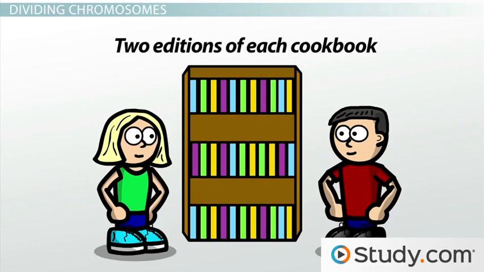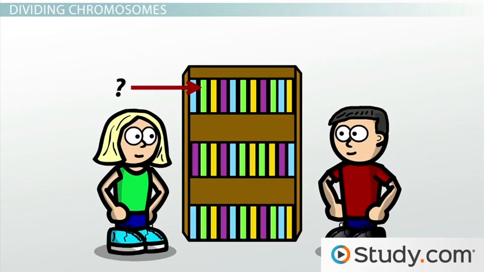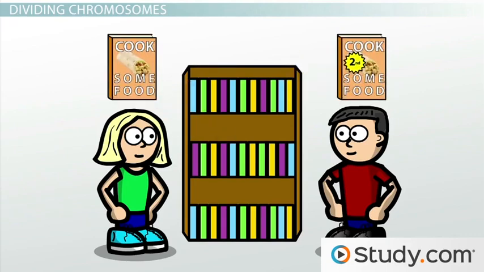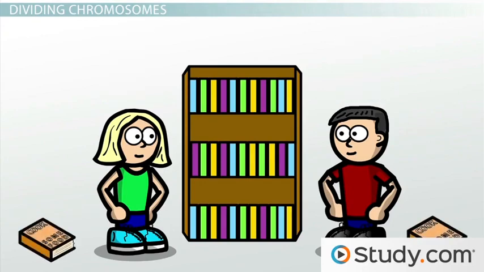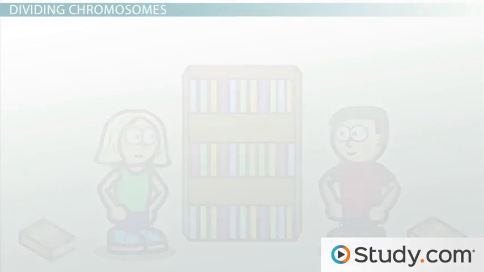in those books. Now, if we have a lot of cookbooks, and those cookbooks are kind of poorly organized, it'll be easiest to identify both editions of each cookbook before tossing any cookbooks into our piles. This will ensure that neither of us get 2 editions of the same cookbook, or no version at all. This is basically the problem facing a cell undergoing meiosis.